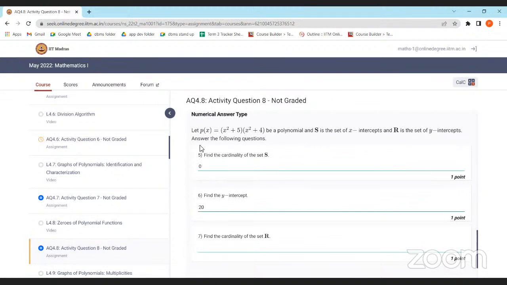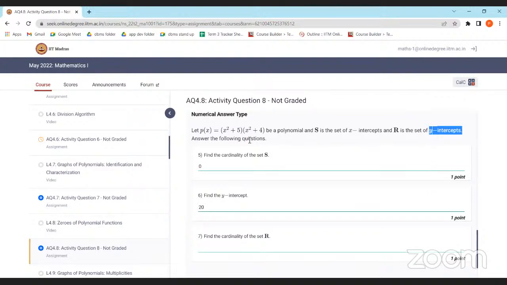Okay. To find the y-intercept, we will put x equals to 0. When we put x equals to 0, we will get 5 into 4. 5 into 4 is 20. So the y-intercept is 20 and we will only get one intercept here. So the cardinality of the set R will be 1.